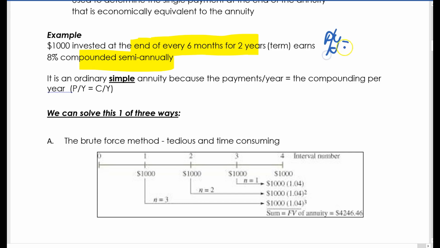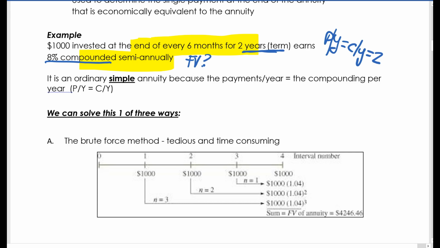PY is the same as CY, which is twice a year, semi-annually, and it's a 2-year term at 8% compounded semi-annually. Over 2 years, you're paid every 6 months, so that means there are 4 intervals. So we have $1,000 invested at the end of every 6 months. What's the future value? There's no question here, but we want to find the future value, because right now that's what we're focusing on.